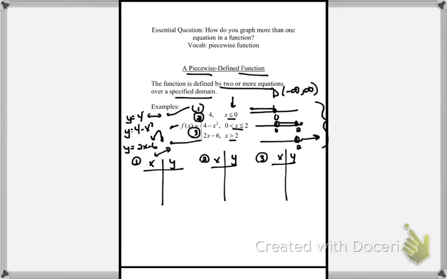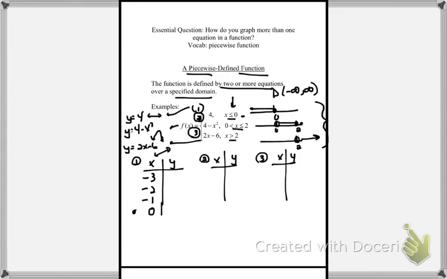In function 1, our domain says less than 0. So those are negative numbers up to 0. So negative 3, negative 2, negative 1, and 0. Notice this 0 has an equal sign next to it. Therefore, it's going to have a closed circle.